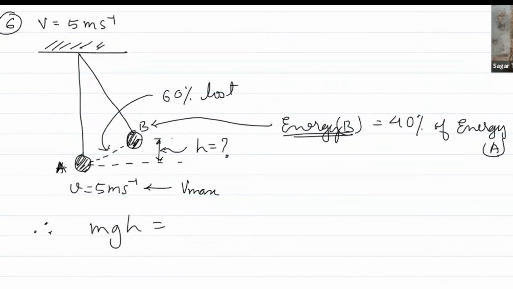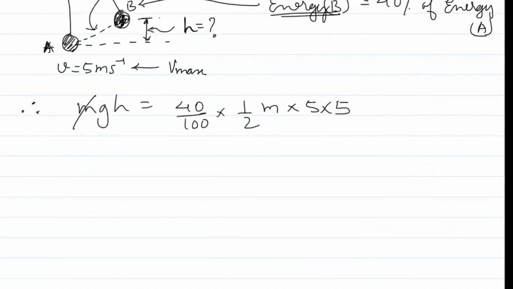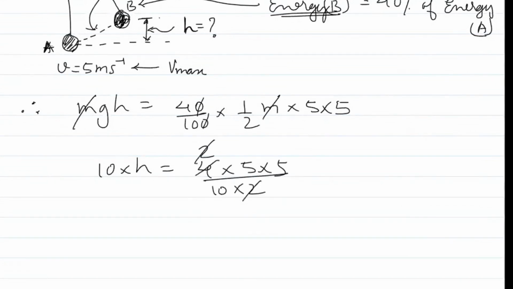This is at the highest point where the velocity is 0, and this is h. That is 40% of kinetic energy, that is half m v squared, that is 5 and 5. M gets cancelled, 10 into h, here the 0 also gets cancelled. So 4 into 5 into 5, and this is 10 into 2. 2 ones are, 2 twos are, 2 fives are 10. So you are left with only 1 5. This 10 goes down. So the height is 0.5 meters.